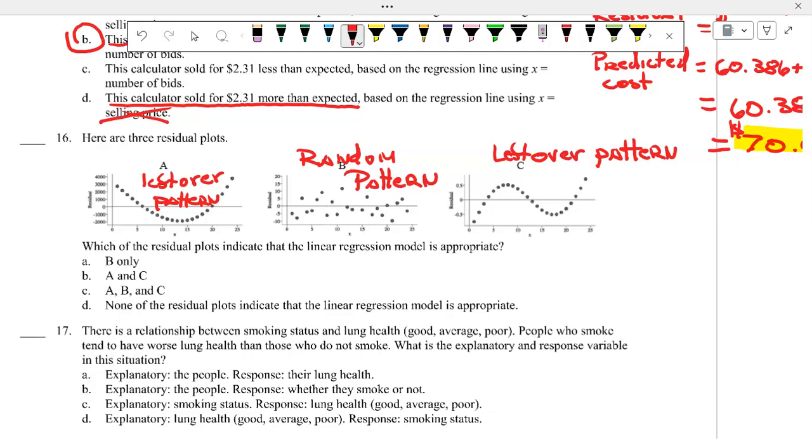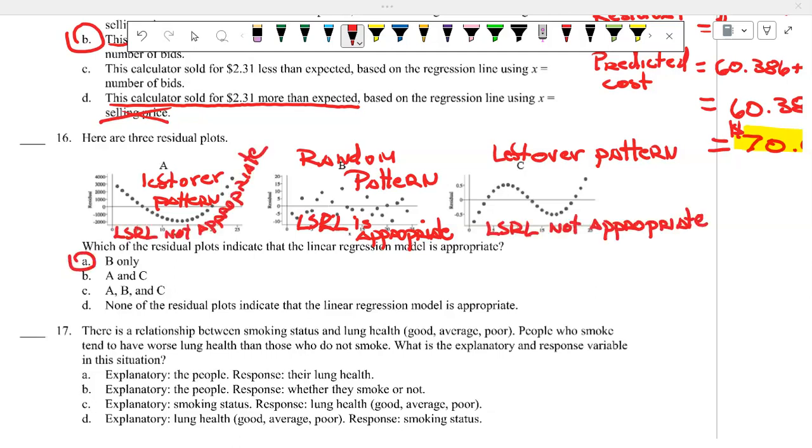Okay, random patterns mean the least squares regression line is appropriate. When there's a leftover pattern, it's not appropriate. So the only one where it's appropriate would be B. So for 16, the last two have leftover patterns. This one is a curve and this one is a wave. Those tell you that it would not be good to use a least squares regression line.